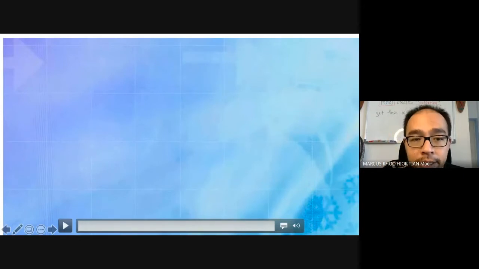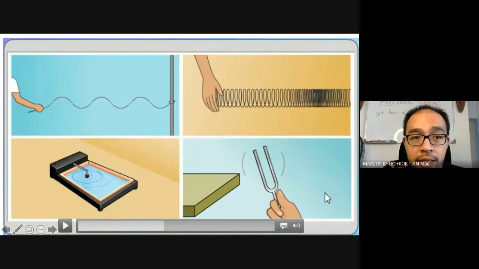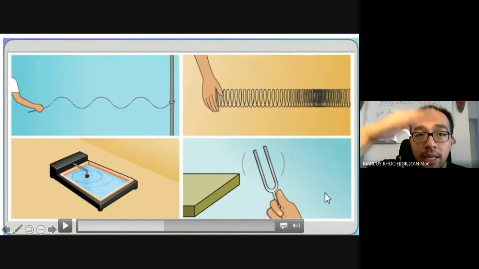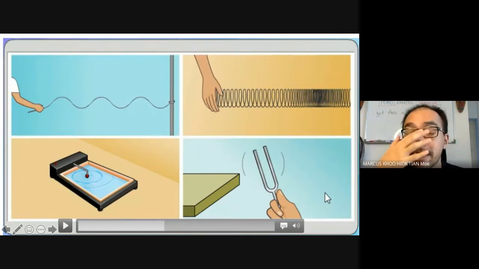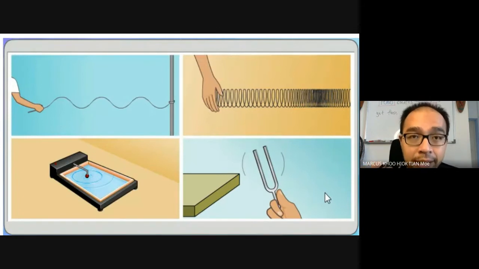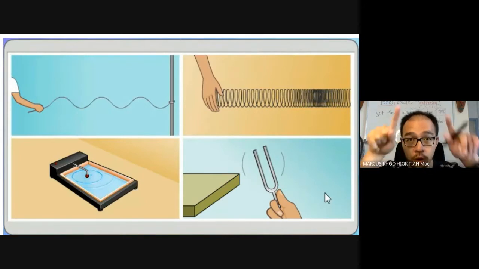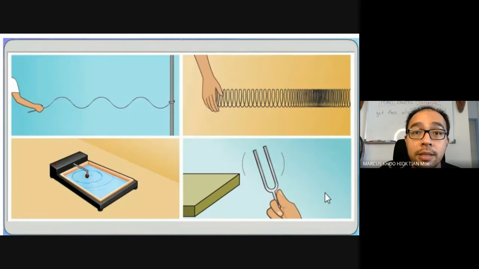A vibrating system, as the one that you saw over here, when you shake the string up and down, when you move the slinky back and forth, when a ball is hitting the water again and again, it is a vibrating system. In Malay it's called sistem getaran. So a vibrating system will always produce waves. When you hit the tuning fork on the table, it will vibrate. So anything that vibrates is something that produces waves.